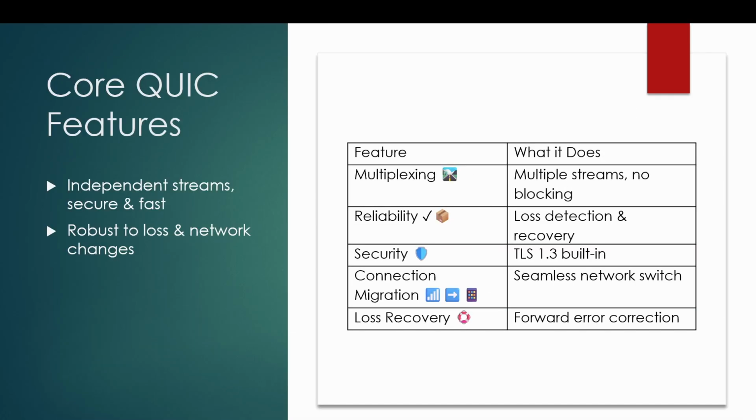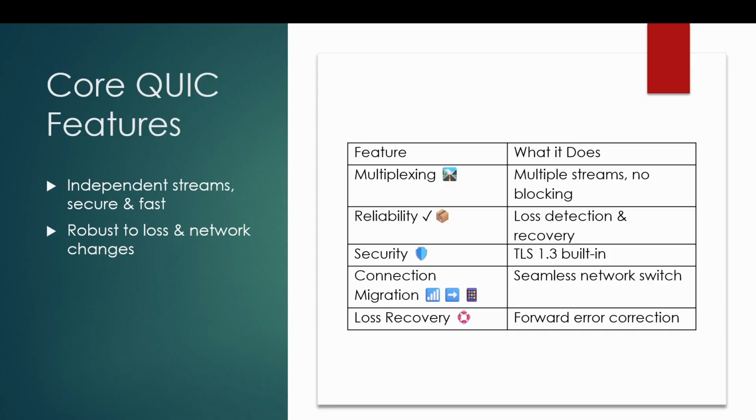We'll dive into QUIC's core features now. It supports stream multiplexing, allowing multiple data streams, like video and audio in a Zoom call, for example, to travel independently in one connection, each with its own flow control. It's like separate lanes on a highway, preventing traffic jams.